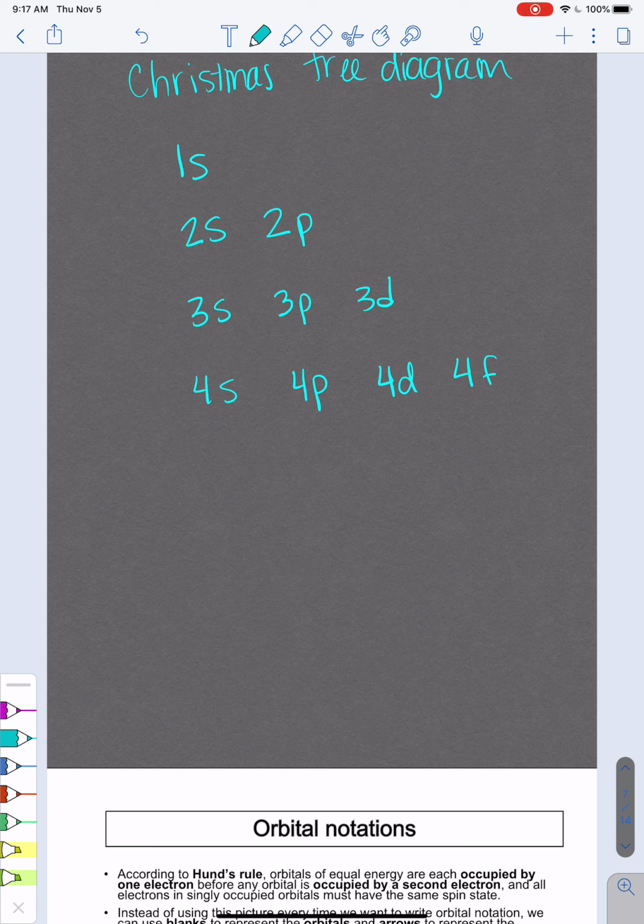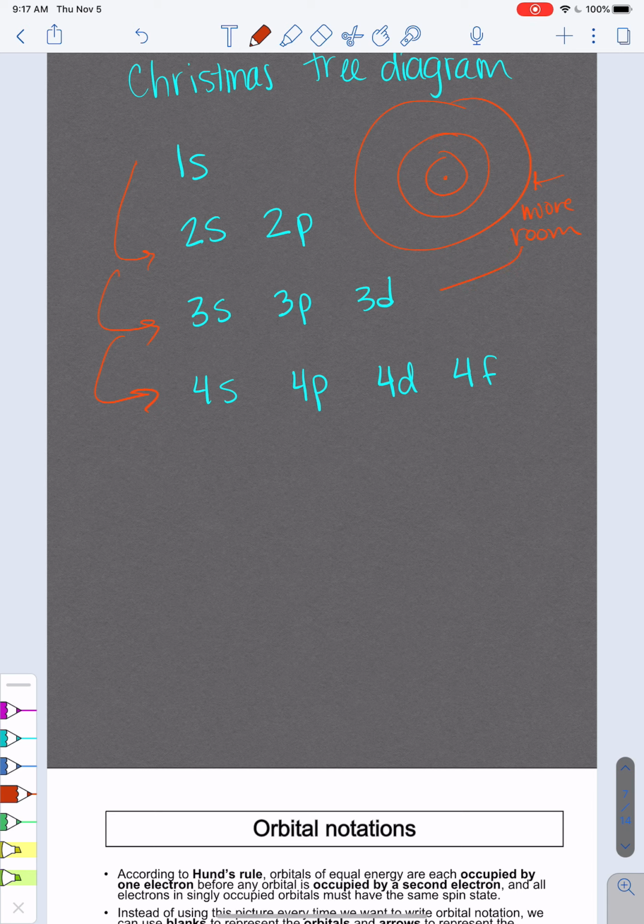So what's changing from 1 to 2, 2 to 3, 3 to 4 is that we're getting further away from the nucleus. So once you get further away, you have more room.